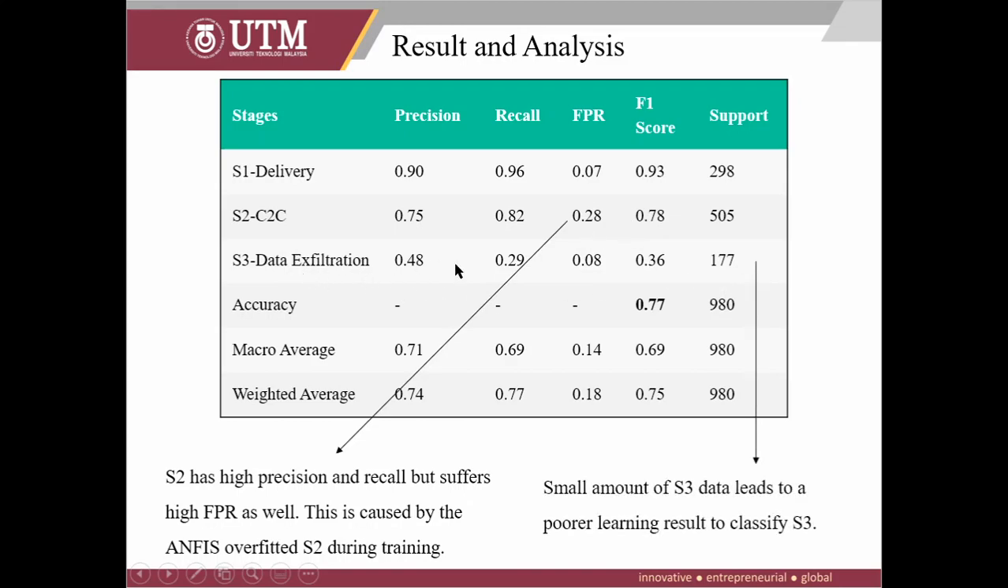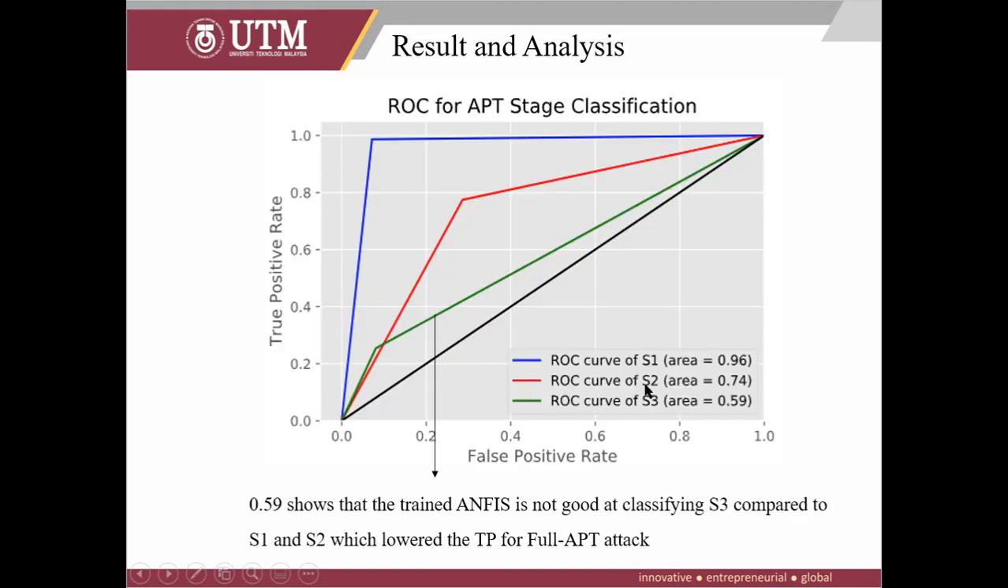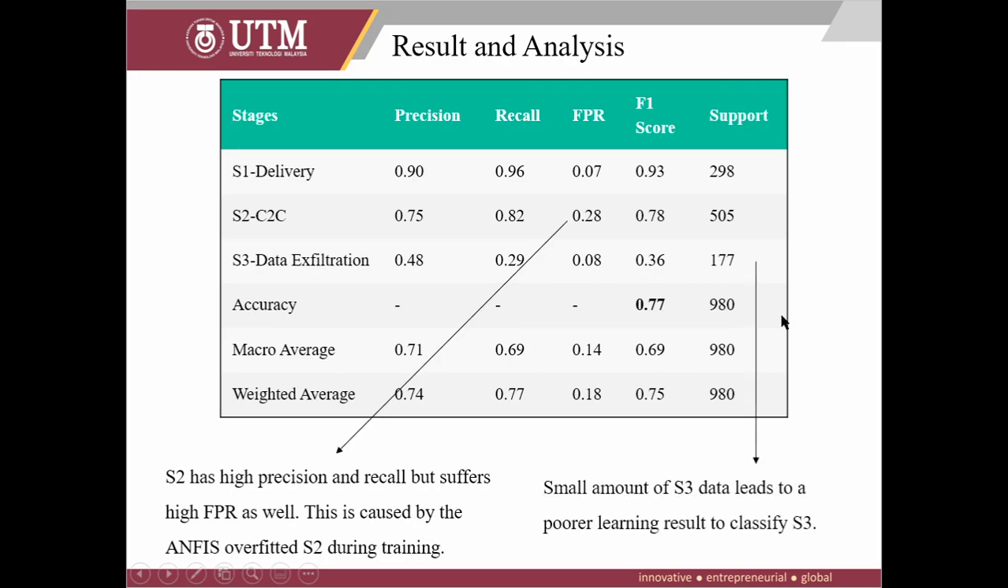Now, as to why S3 has low precision and recall, and also a low AUC ROC as we see here, the potential reason might be the imbalanced data that we have. You can see here the support refers to the number of data in our testing data set. S3 only has 177, which is the least among the data here. So this might contribute to the poorer learning result in classifying S3.